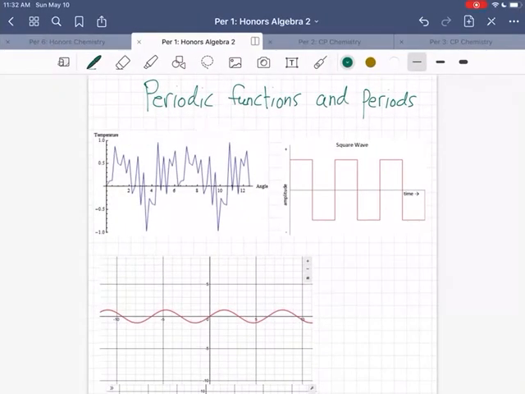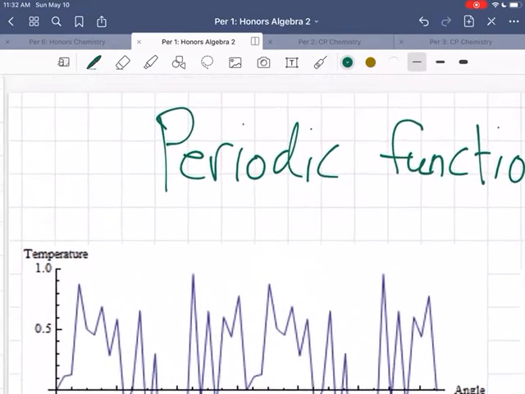Hi, we're going to talk about periodic functions and periods now. To start, let's talk about what is a periodic function.